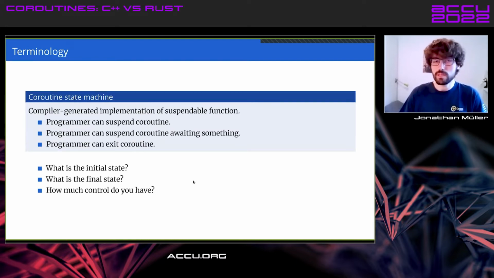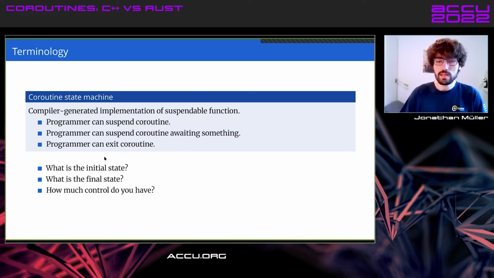The CPU can't execute a coroutine directly, so the compiler has to transform it and lower it into something that can be executed on a CPU. This is the coroutine state machine. It's the compiler-generated implementation of a suspendable function. It supports 3 operations. The programmer can suspend the coroutine, so it can suspend the current execution and later resume it. It can suspend the coroutine while waiting for something, and when that something is ready, the coroutine is resumed automatically, and the programmer can exit the coroutine.